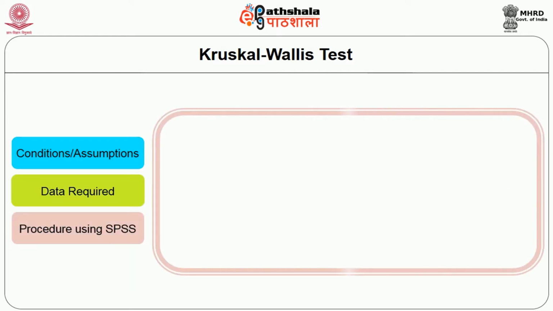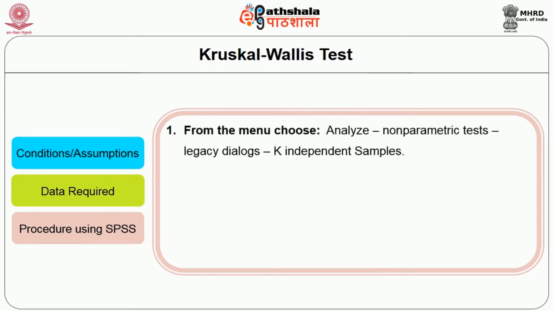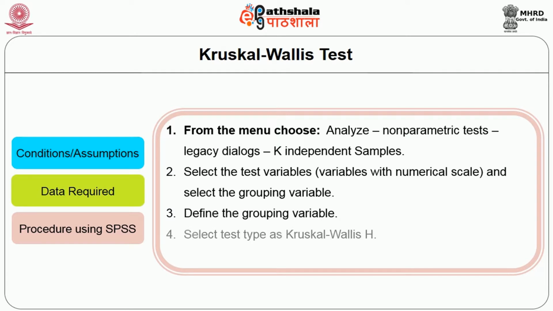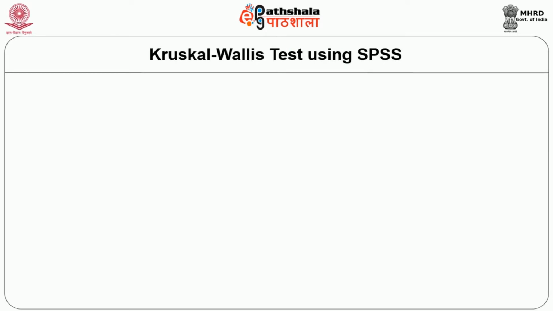Now the procedure for this test using SPSS. From the menu, choose Analyze, Non-Parametric Test, Legacy Dialogs, K Independent Samples. Select the test variable and select the grouping variable. Define the grouping variable, then select test type as Kruskal-Wallis test. Then click OK. Let us now practice the Kruskal-Wallis test using SPSS.